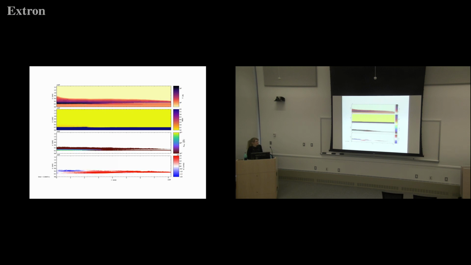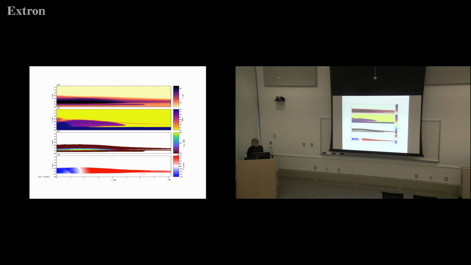So here is a video of one of these simulations. This is of one of the artificially boosted flames. At the top here we have the temperature of the flame. Then we have what's called A bar, which is kind of showing you the average mass fraction of the species. Then we have the nuclear energy generation rate, and finally the velocity out of the plane.